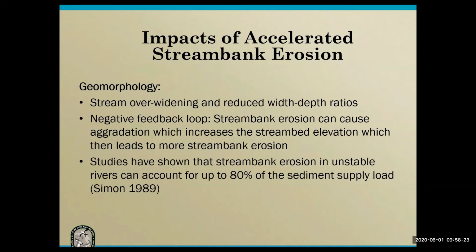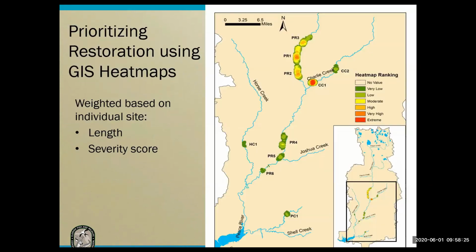Okay, next slide, please. As part of our study, we were tasked with prioritizing our data for restoration, and we found GIS heat maps to do this best. Heat maps are visual representations of data where data values are displayed in a matrix of colors. Additionally, the heat maps can be weighted based on study objectives.